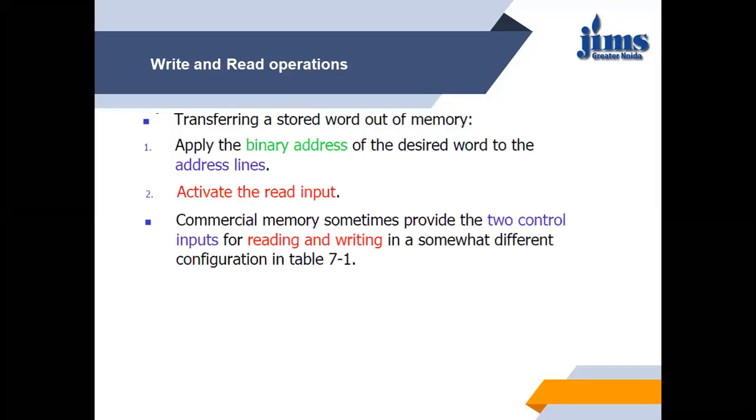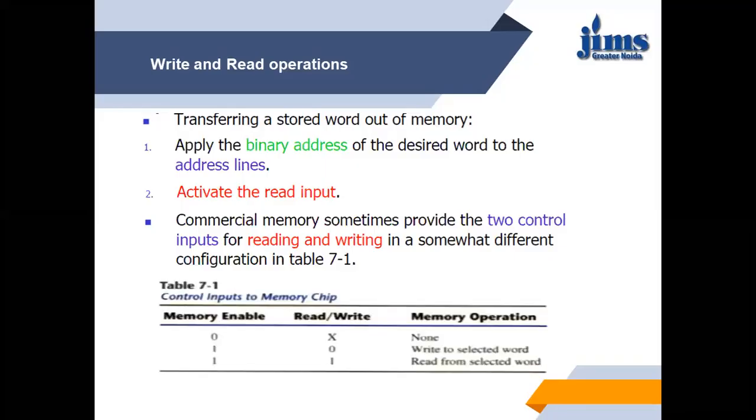Commercial memory sometimes provides the two control inputs for reading and writing in a somewhat different configuration, in Table 7.1. The table number is from your textbook, Morris Mano. Here, whenever memory enable is 0, whatever the read/write value is, the memory operation will be none. Here we are using a chip enable, which is another input. Whatever the value, either 0 or 1, of the read/write, we are using a single input for read/write. So whenever enable is 0, no operation takes place.